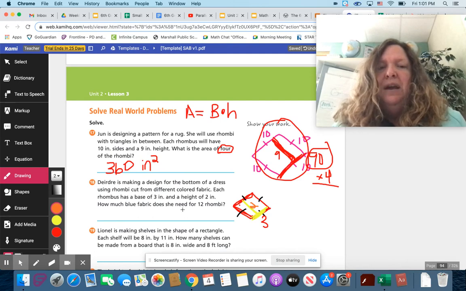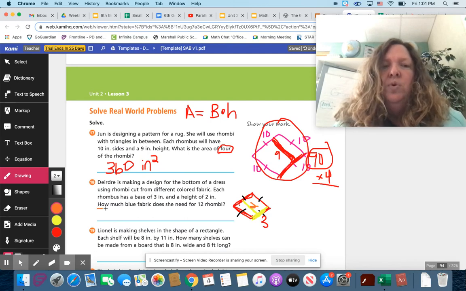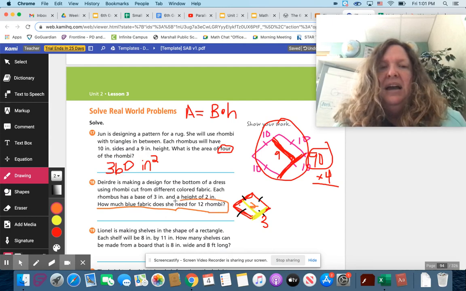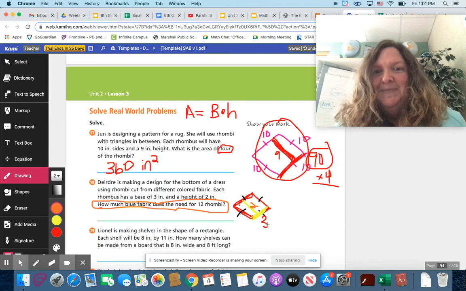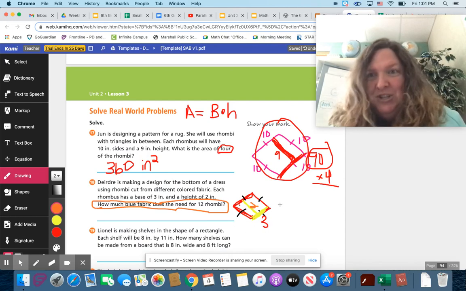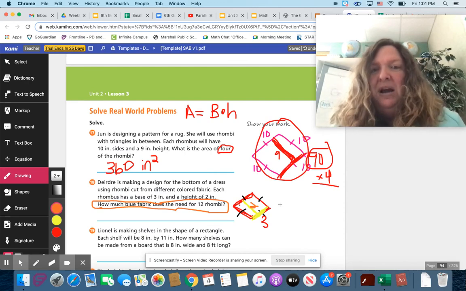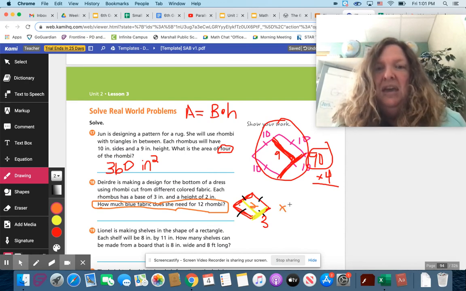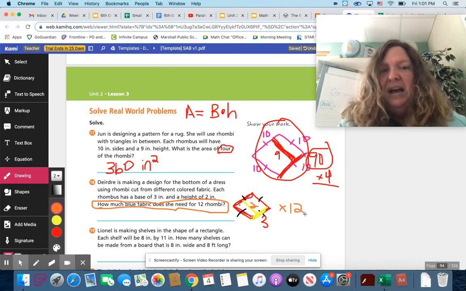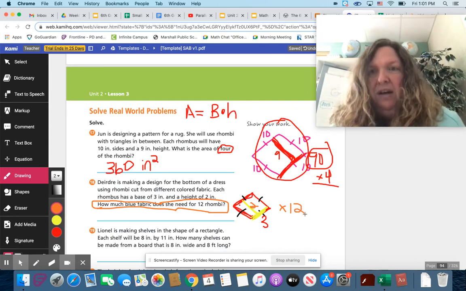How much blue fabric does she need for 12 rhombi? That's a lot. Okay. We can figure out 1, but it's not just one answer. Once we figure it out, we have to make 12 of those because her dress has 12 of them.